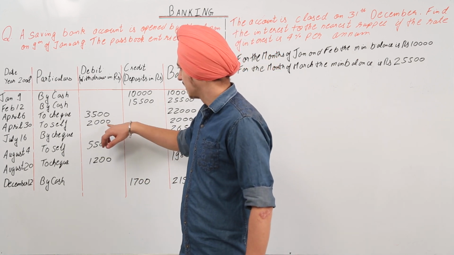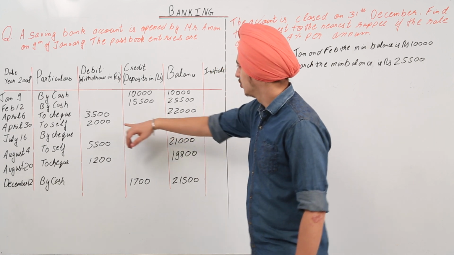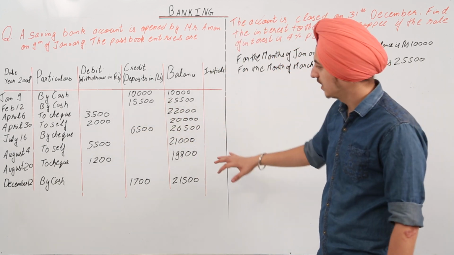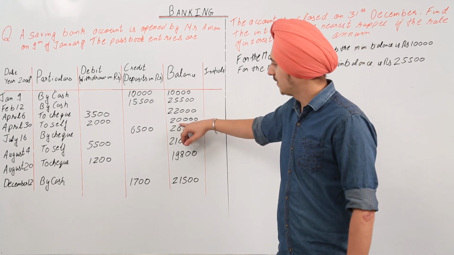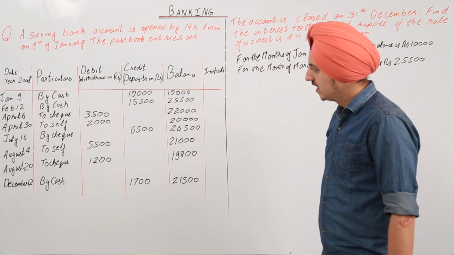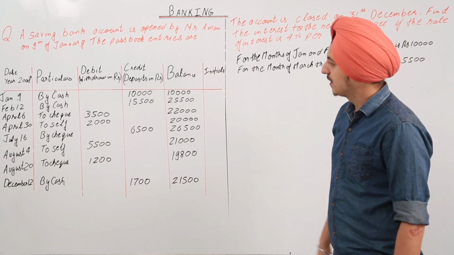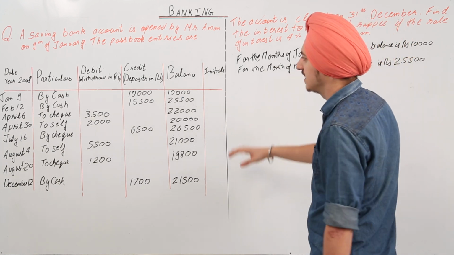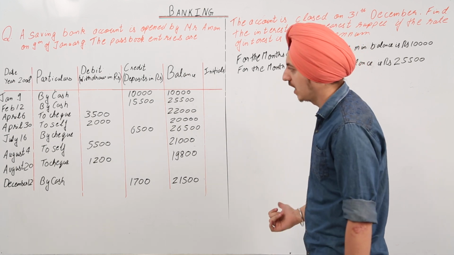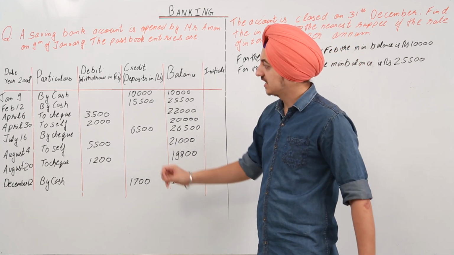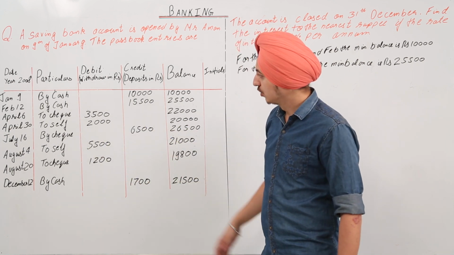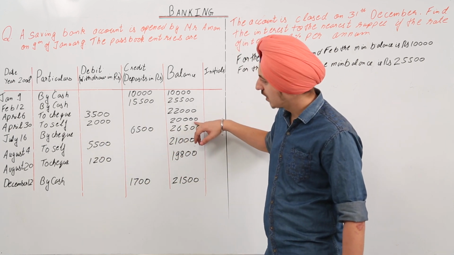Now on April 6th there is a withdrawal of 3,500. On April 30th there is again a withdrawal of 2,000. So the minimum balance for the month of April, after March there is April, right? So the minimum balance for the month of April is 20,000 rupees. Now after April this balance continues for May, June and July also. Why? Because there is no transaction in May, no transaction in June. So the balance remains 20,000.